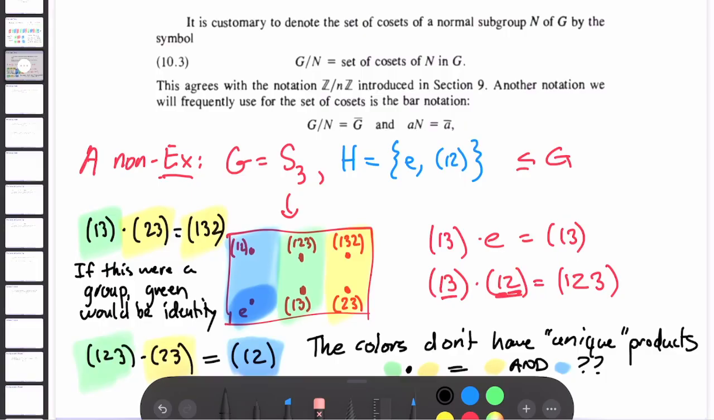So of course, what we want to do is think about what's happening in this example that's bad, right? Something is happening that's different from what was happening in the modular arithmetic case.